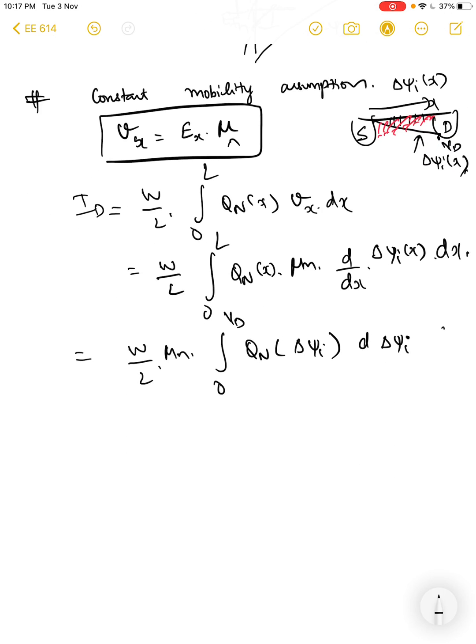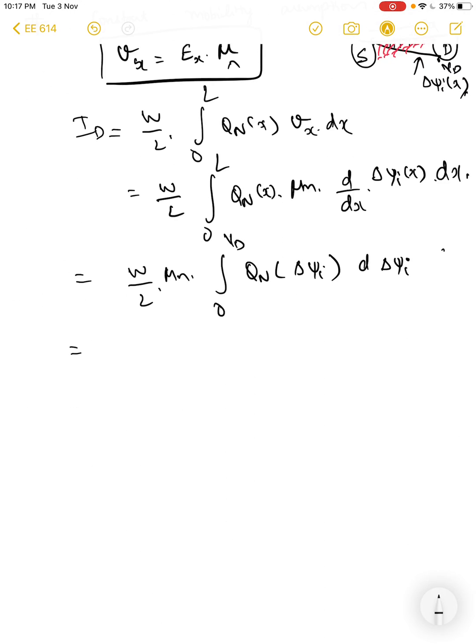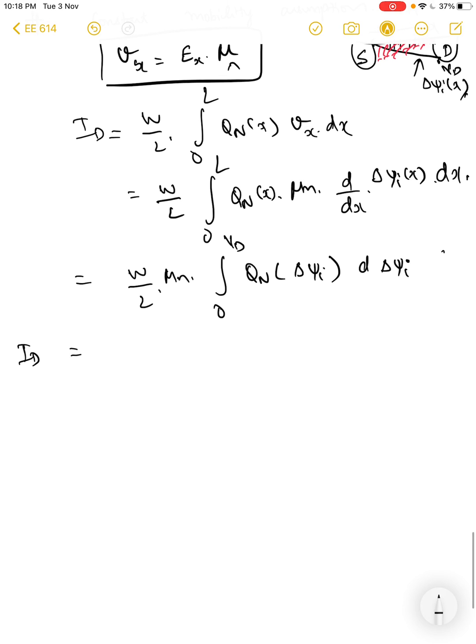So if I substitute the charge from this equation, I get the actual expression for the drain current which is valid for all the regimes after the threshold. Why? Because we have assumed only drift currents. Cox Vg minus Vfb minus 2 psi b.